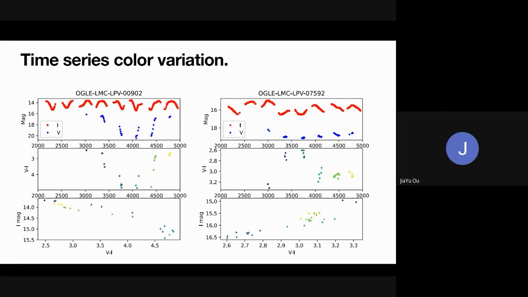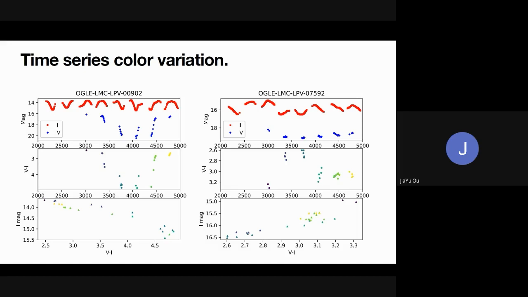So we can see the time series color variation. The left hand side is a regular Mira. We can see the bottom figure of the left hand side. When the light mechanism goes on, the color goes blue, but when the mechanism goes darker, the color goes red.